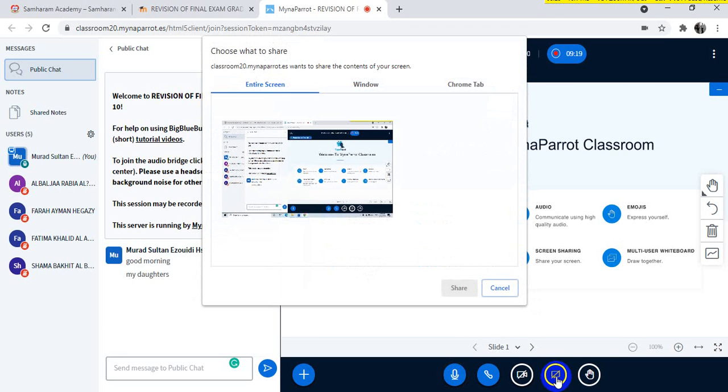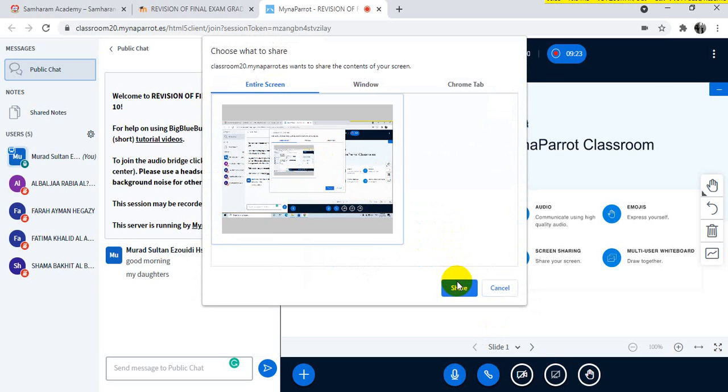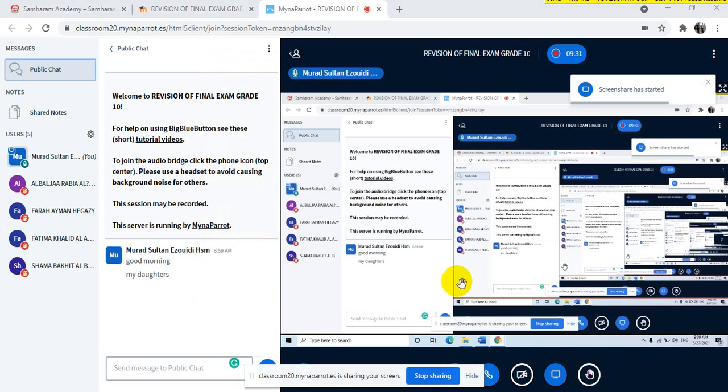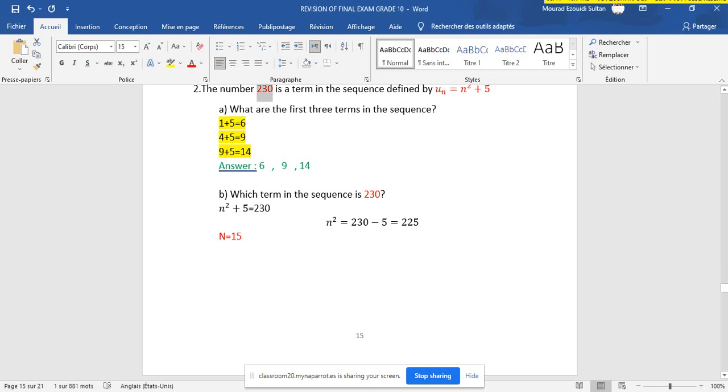I will share the screen again, as my daughter told me it is not clear. I will share it. I wish now it's clear, isn't it? You can see the screen. Yes. Okay. Just a moment. Okay.